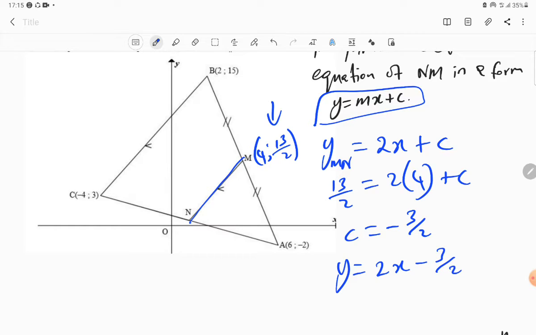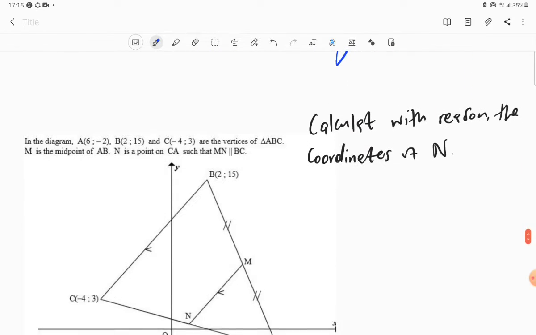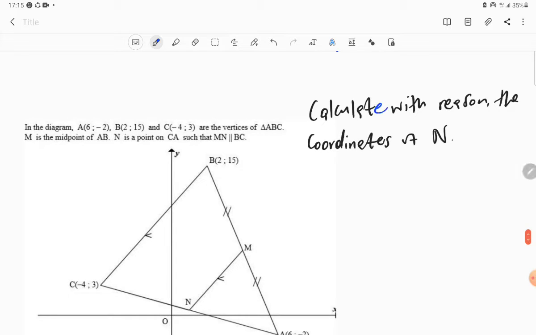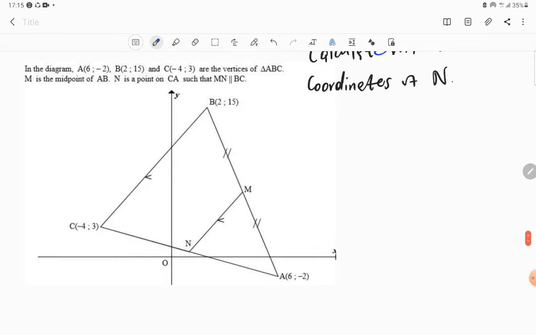Then we are done. Moving forward to figure out some other information, we are to calculate, with reason, the coordinates of N. How do we determine the coordinates of N? Remember, we really don't have a single coordinate there. We just have N, not knowing anything about it. But the idea is that M is the midpoint and this line is parallel to the other.